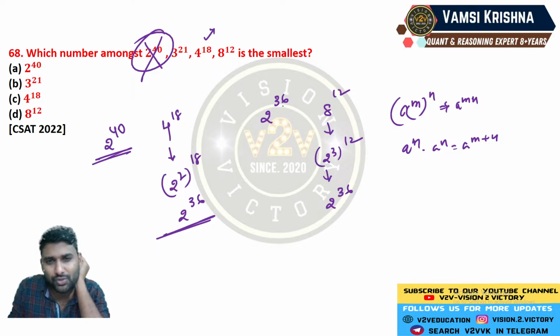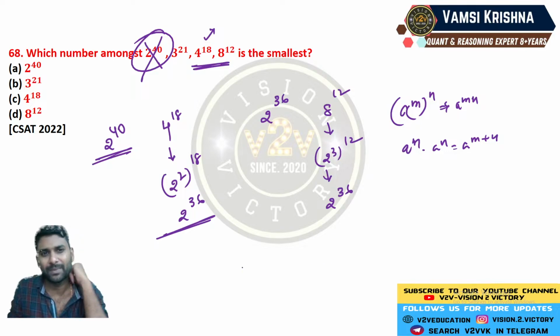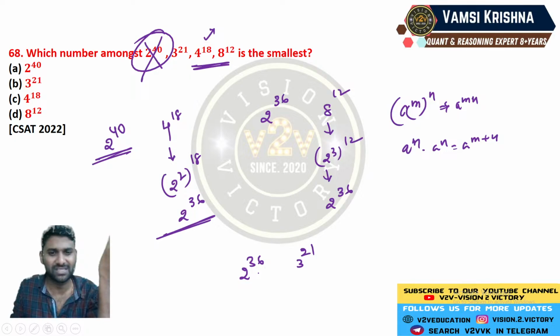4 power 18 can be taken as 2 power 36. Okay, 8 power 12 can be taken as 2 cube whole power 12, and again it's the same number. Now, finally, you can compare 2 power 36 and 3 power 21. So, which one is the smallest one?